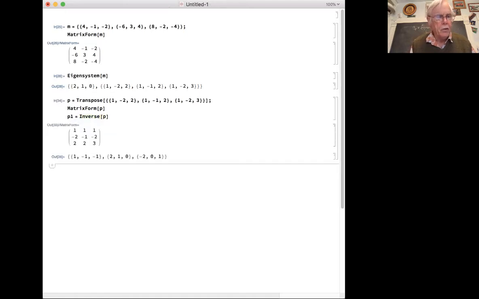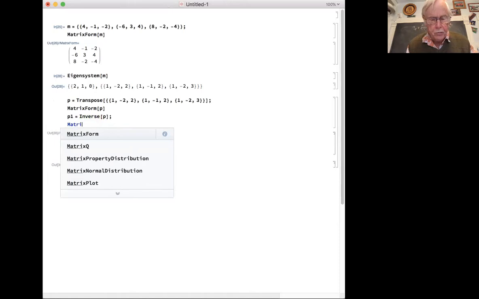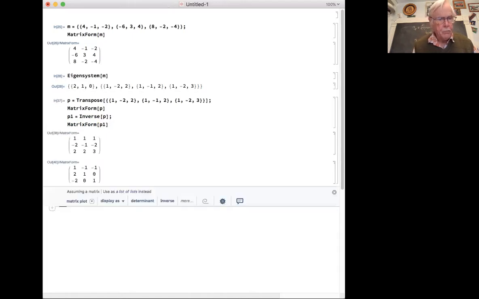So this is the inverse. Okay, we're working, but I actually would like to see the matrix form of that. I want P1 to be the matrix, but I would like to look at the matrix form. All right, so there is P inverse.